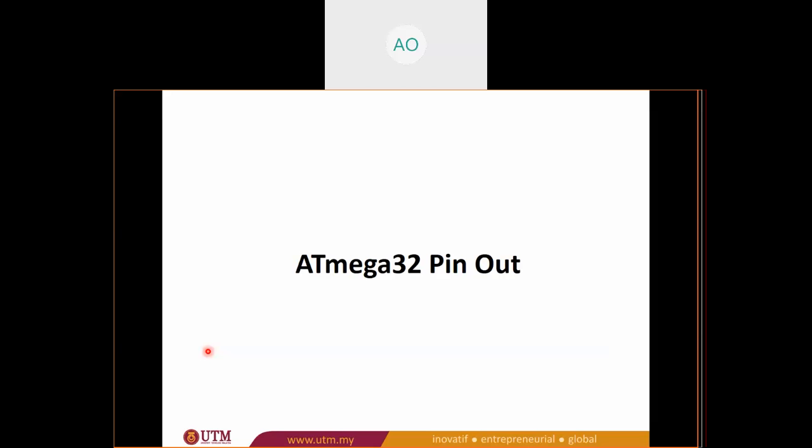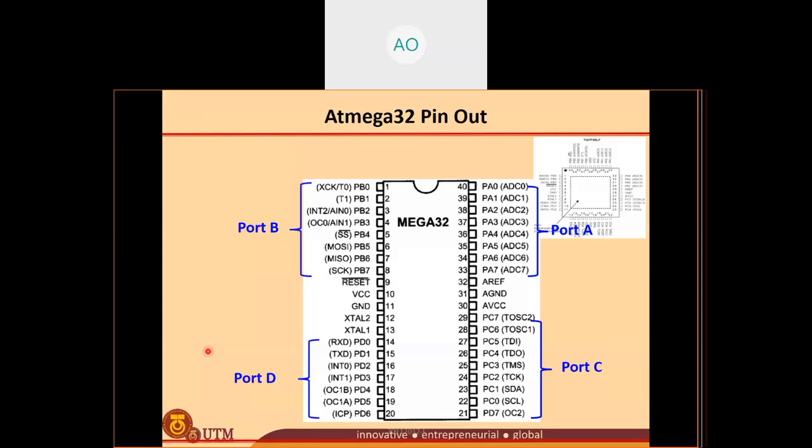Okay, so let's look at the ATmega32 pinout. This is your ATmega32. This is in the DIP form, dual inline package, and this is in the SOIC form. If you see here, for the ATmega32, you have a total of 40 pins, starting from here, pin number 1 until pin 40. You have 40 pins there.